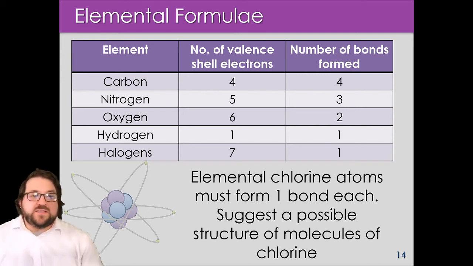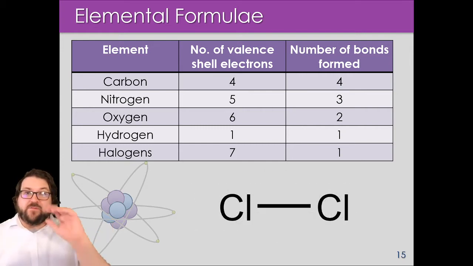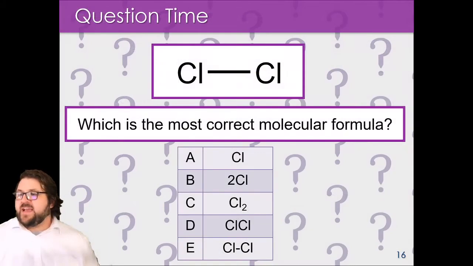Okay, so pause if you need some more time. But essentially what's going to happen is each chlorine atom wants to make one bond, so it's going to look like that. The first chlorine is going to be attached to the second chlorine, and then they're both happy. How about the next? Let's look at this. Which is the correct molecular formula? So I want you to have a think about that. Pause this and think about which one is the correct molecular formula, the most correct.